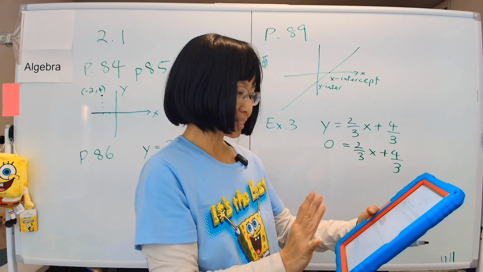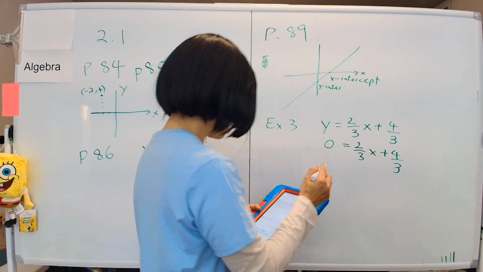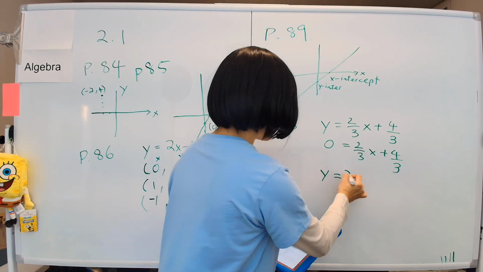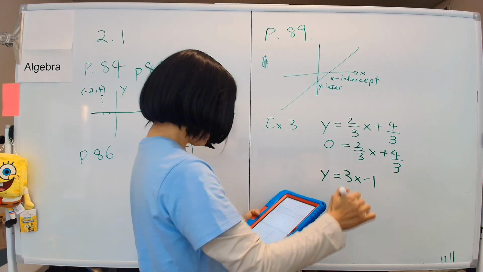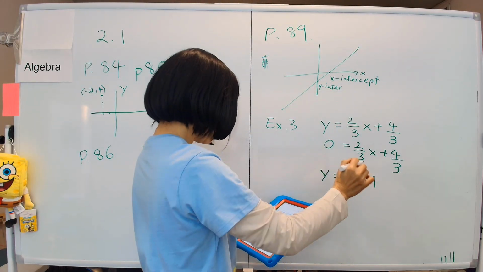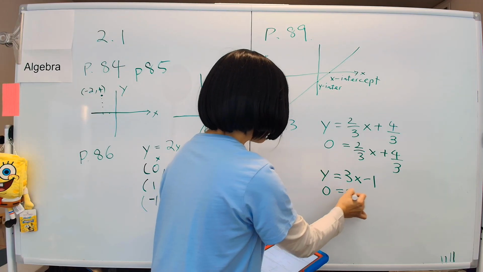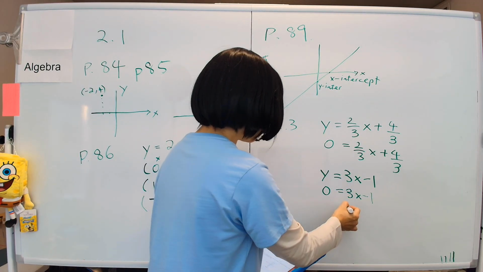Now, for the x-intercept, we're doing something different, which is the thing under example 3. Here's the equation, y equals 3x minus 1. So when y is 0, when we calculate the x-intercept, then 0 equals 3x minus 1. We can solve for this.